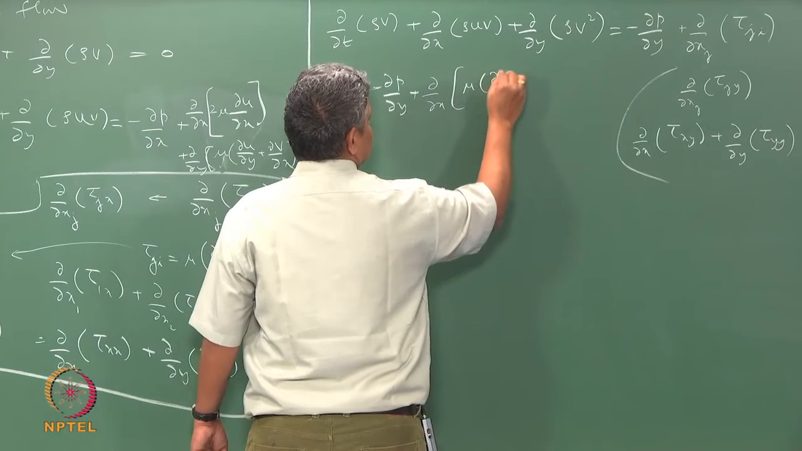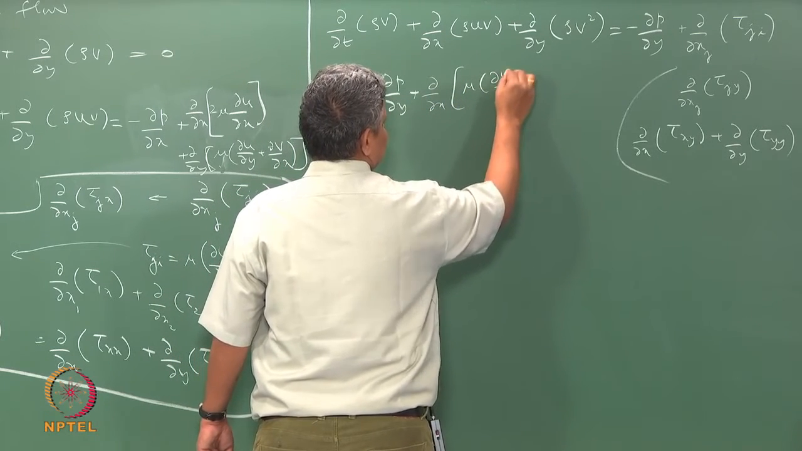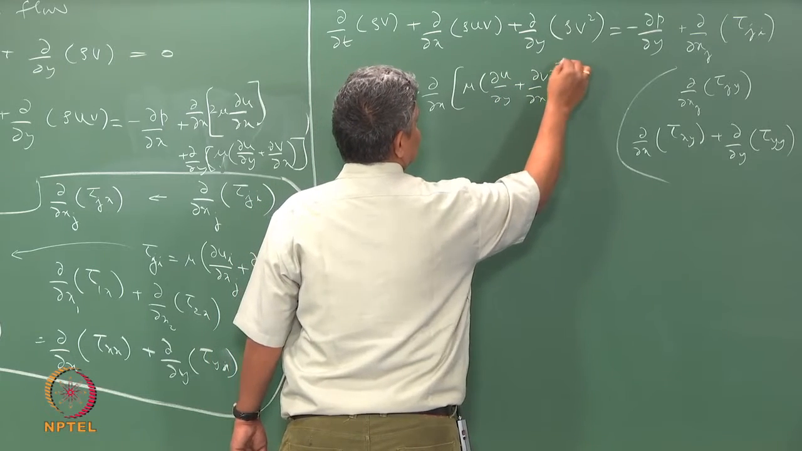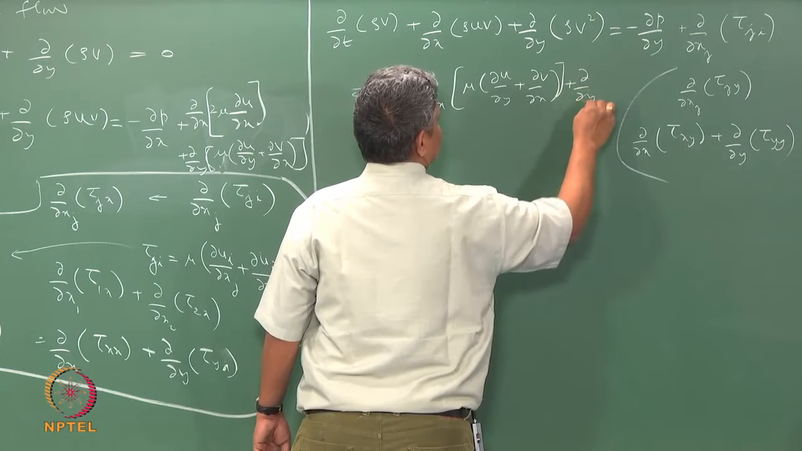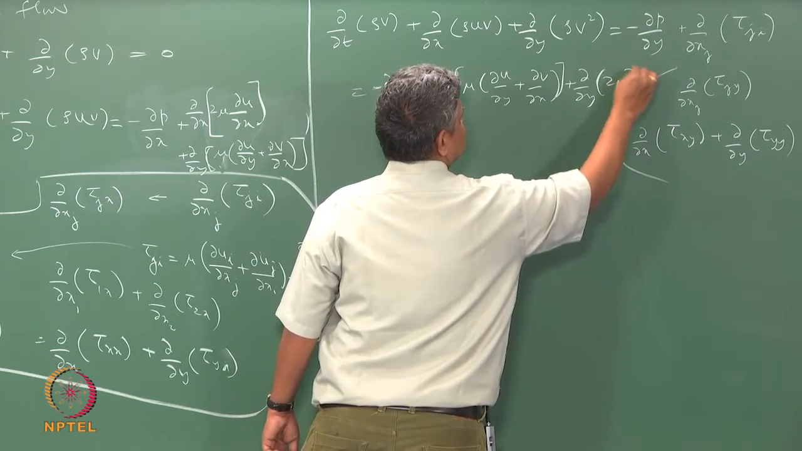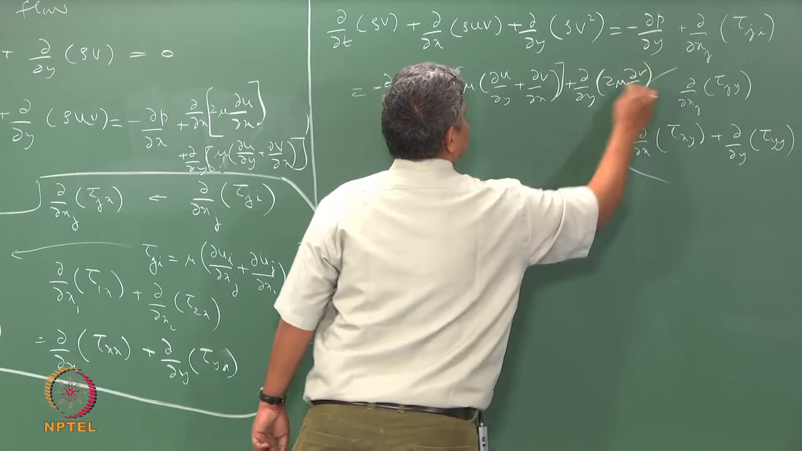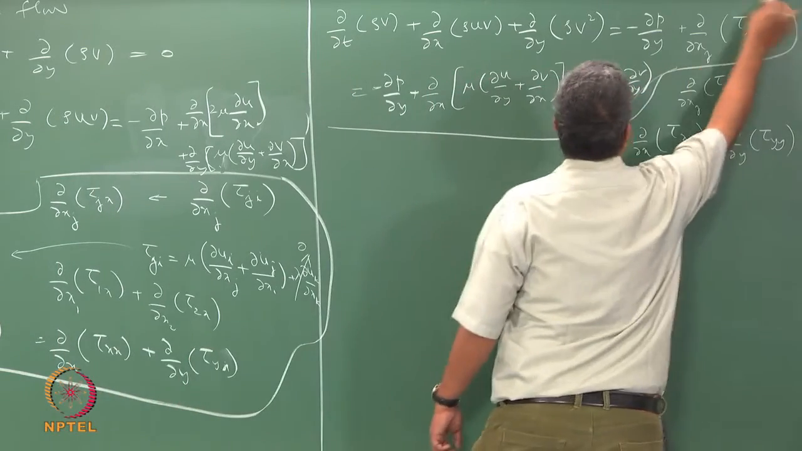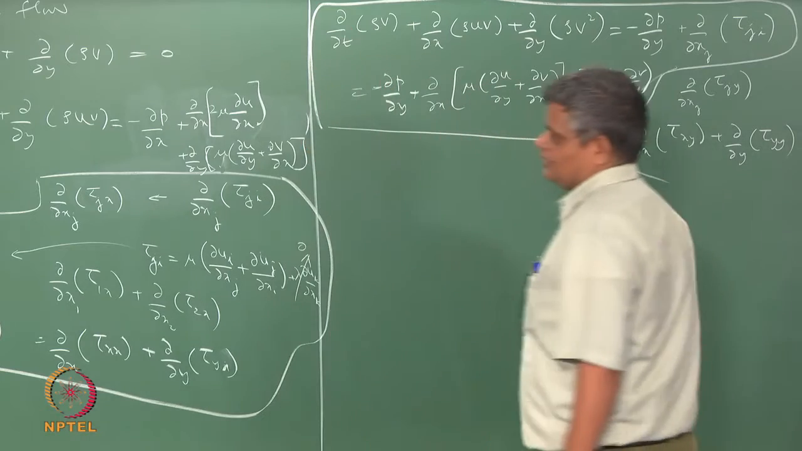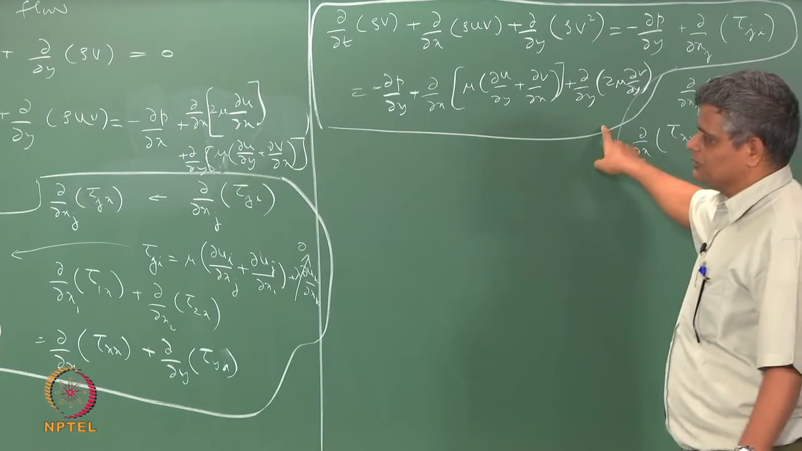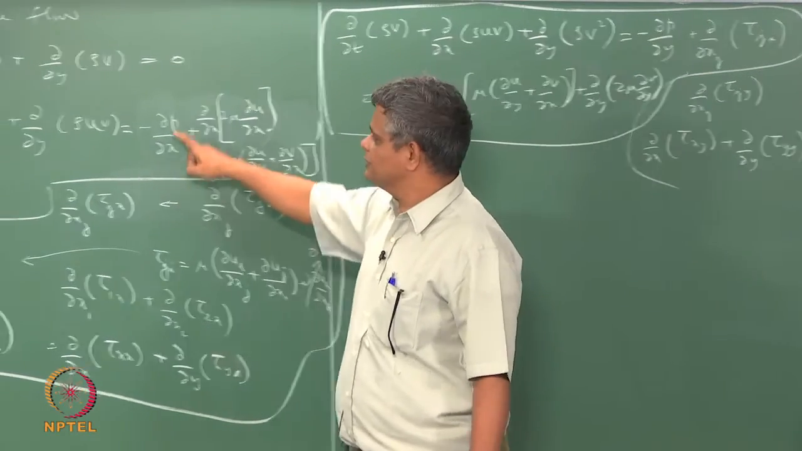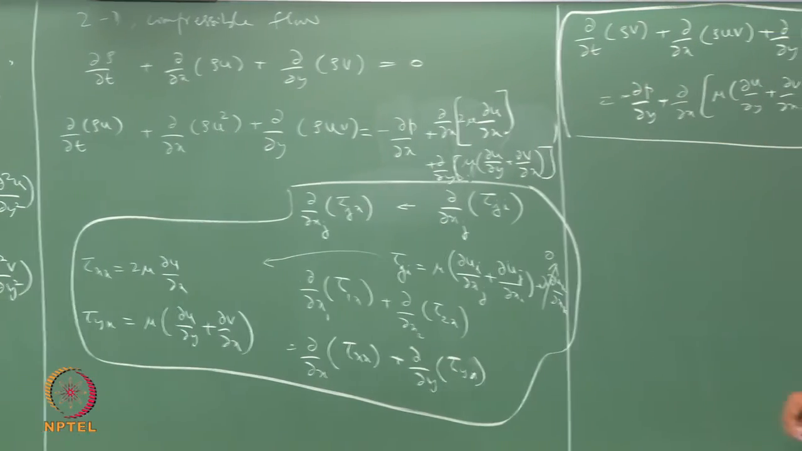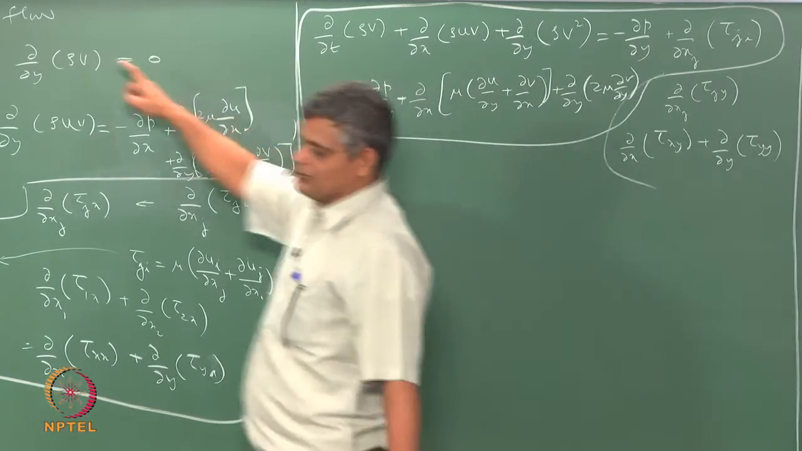this whole thing equal to minus dou p by dou y plus dou by dou x of mu times dou u by dou y plus dou v by dou x, plus dou by dou y of 2 mu dou v by dou y. So this is our y momentum equation, and this is the x momentum equation, and this is the continuity equation. Do we have anything more? We need to have, because it is compressible flow.